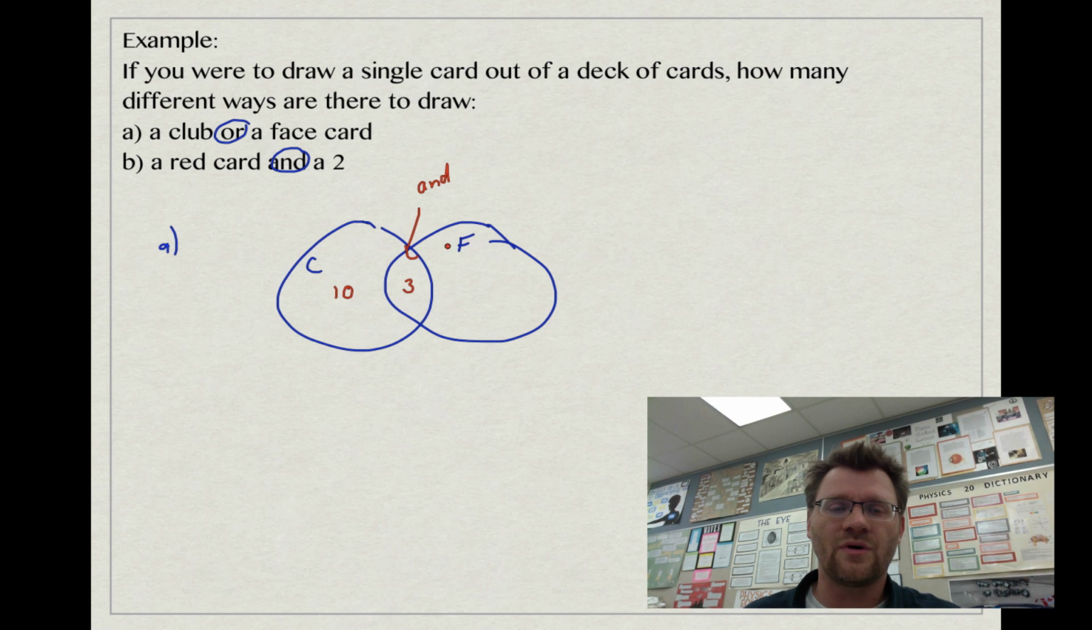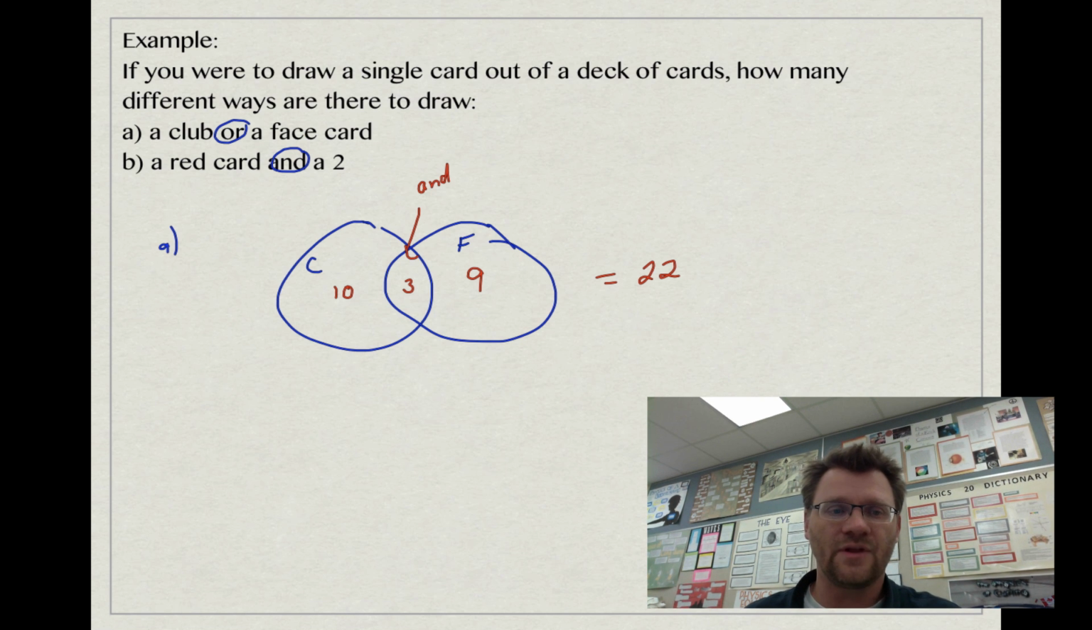The second part is face cards. We know that there are 12 face cards. There's a jack, a queen, and a king for each suit. So that means 12 of them. But 3 of them are clubs, which means we have 9 left over. So if we want to find out how many ways we could draw out a club or a face card out of that deck of cards, that means we have 10 plus 3 plus 9, which gives us a total of 22 different ways to draw out a club or a face card.